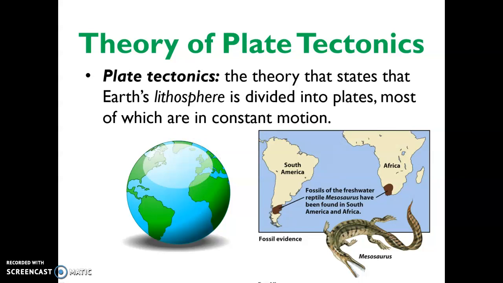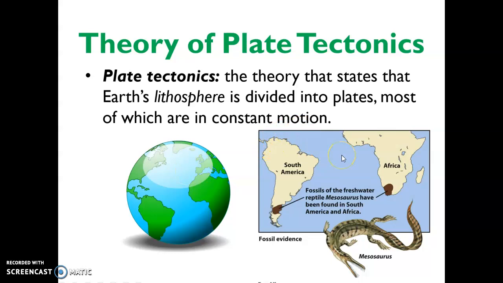So the theory was developed in 1912 by a man named Wegener. Unfortunately, Wegener was a meteorologist, and so the geologists at the time didn't want to give him credit for his theory. But over time, lots of other evidence from rocks and fossils showed us that this theory holds a lot of water.